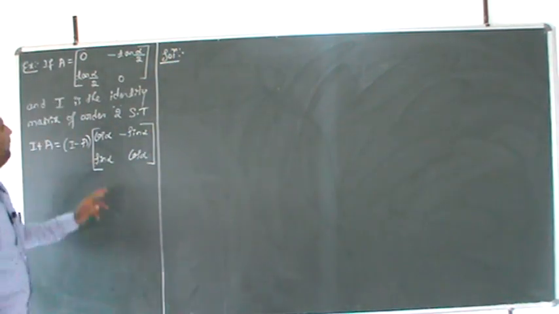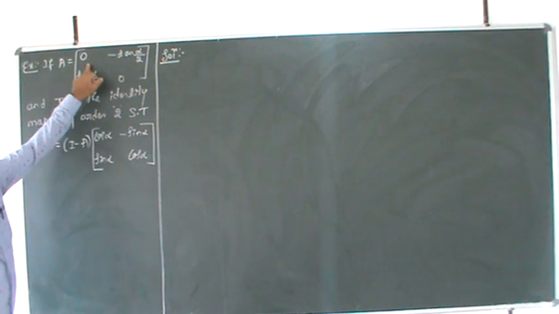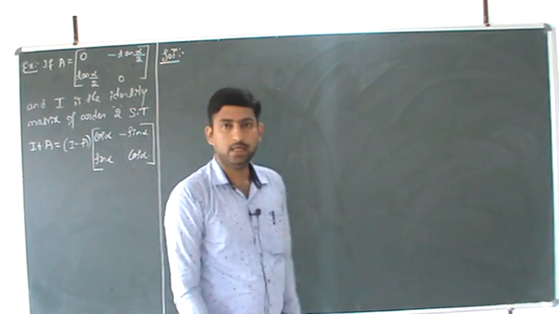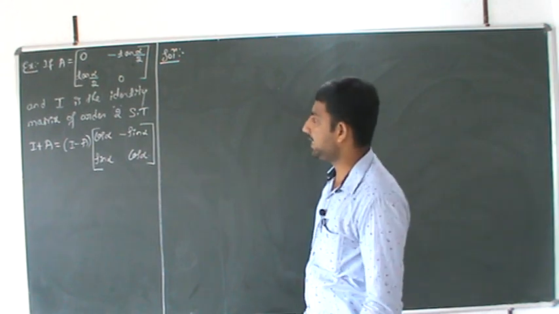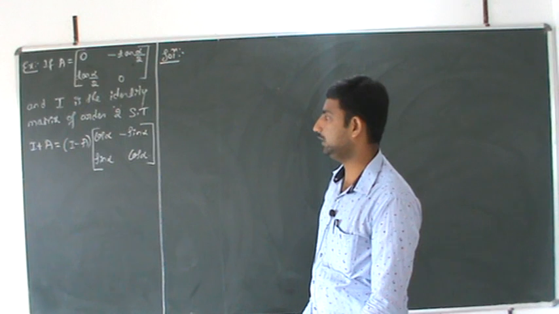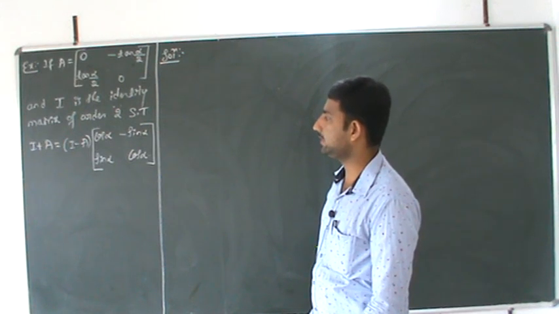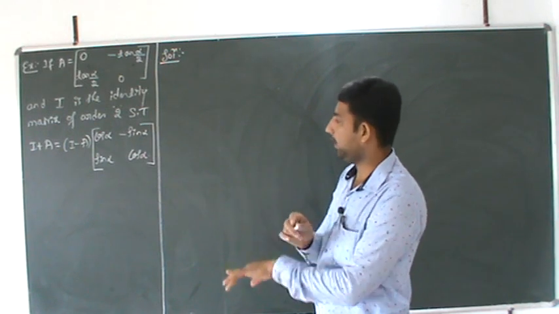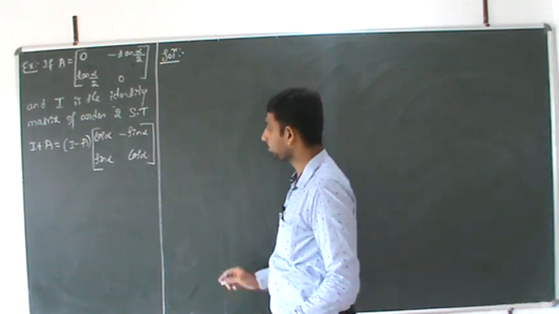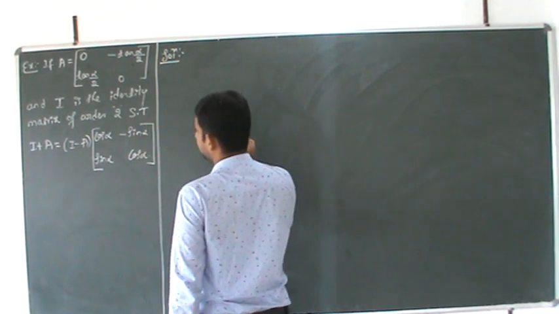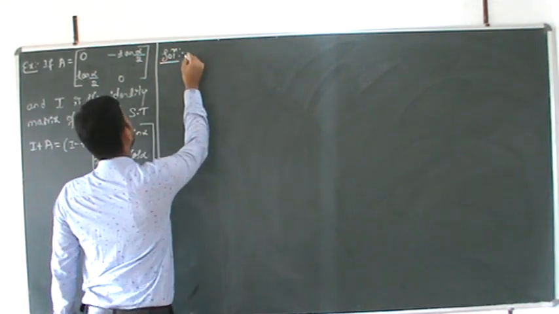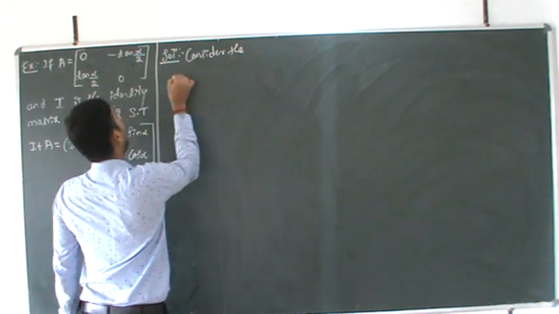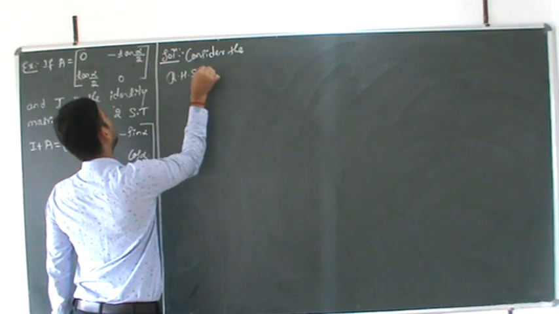Just to look at the problem, they are given A is equal to [0, minus tan alpha by 2; tan alpha by 2, 0]. And I is the identity matrix of order 2. Show that I plus A is equal to I minus A times [cos alpha, minus sin alpha; sin alpha, cos alpha]. This is the problem, correct? First we take I plus A. Consider the LHS.